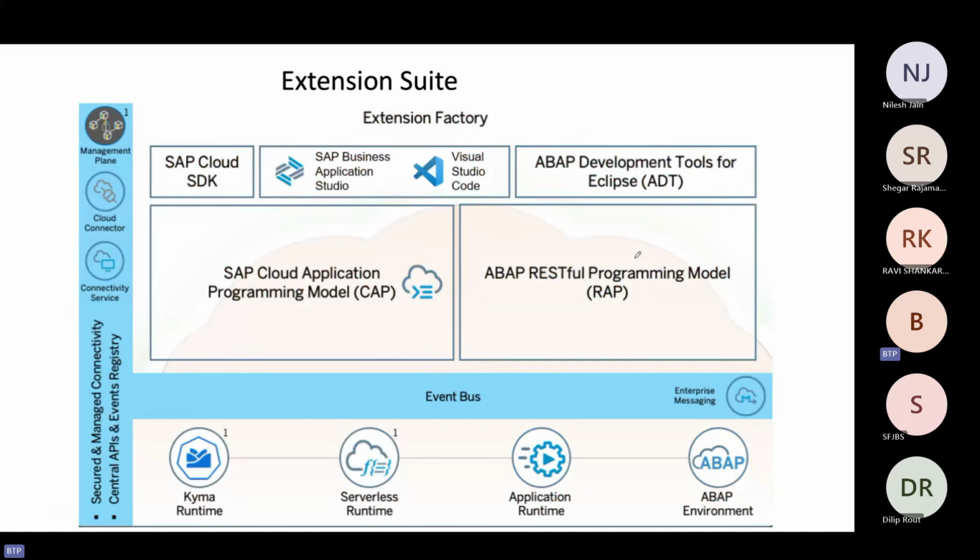There are multiple related tools, like SAP Business Application Studio and Visual Studio Code. We will also see CAP, its purpose, and RAP. CAP is mostly used for programming languages like Node.js, Java, and Python. And the RESTful ABAP Programming Model, RAP, is only used for developing extension applications using ABAP. Then you have multiple runtimes, like Kyma runtime, serverless applications, and ABAP runtime. We will understand what Kyma is. Do you have any question on that?